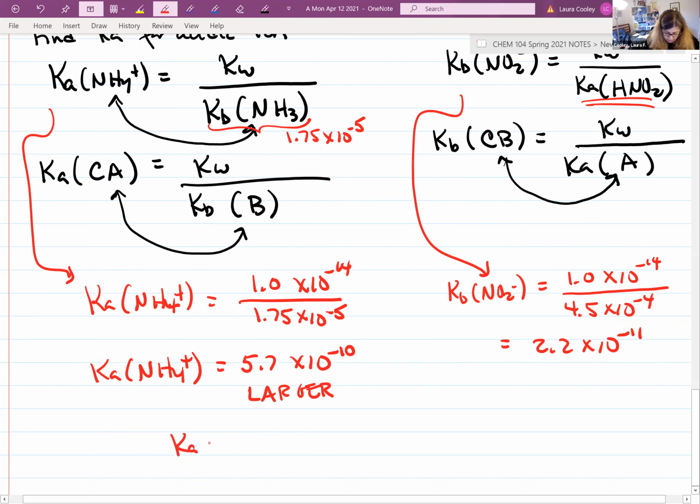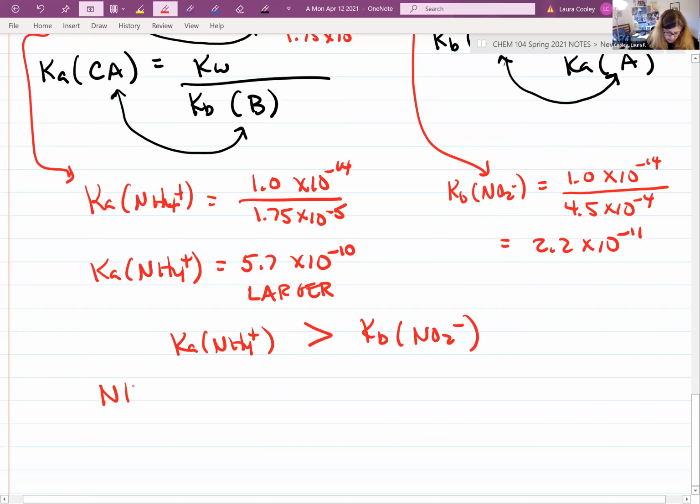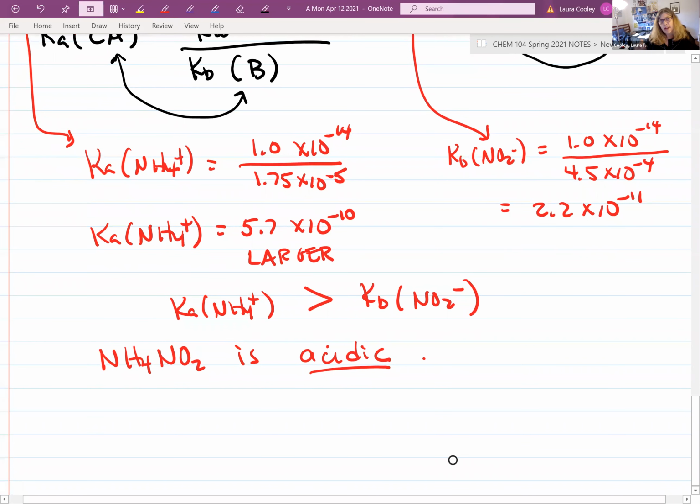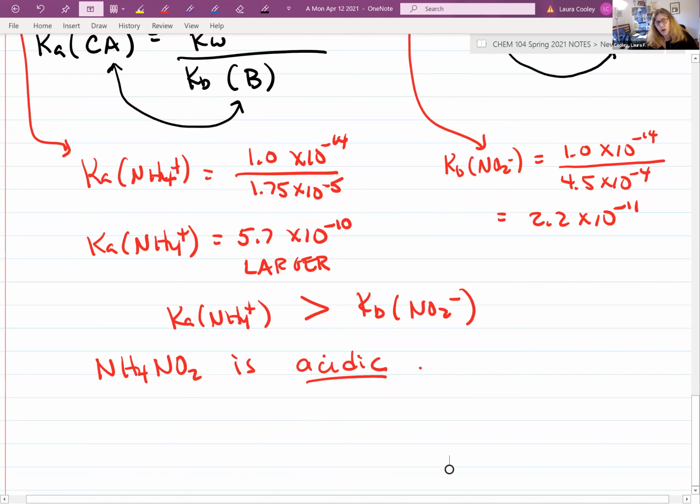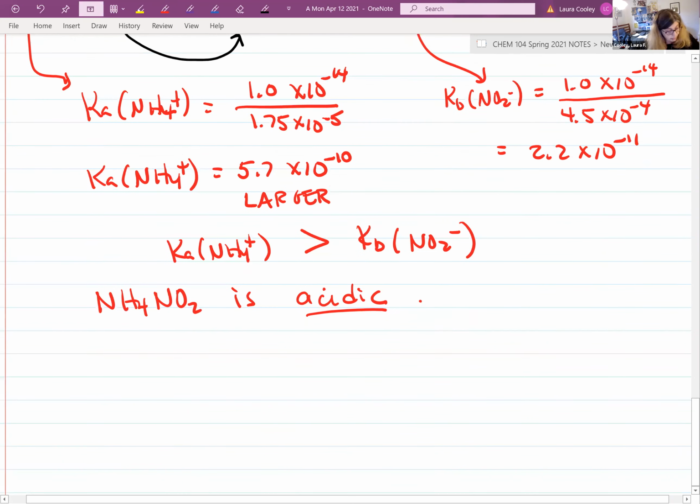So the Ka for NH4 plus is greater than the Kb for NO2 minus. As a consequence, ammonium nitrite is acidic. Not very acidic, because these aren't massive numbers, but it would be acidic. All right, so that's how you figure out whether these salts that are combinations of acidic and basic ions are acidic or basic.